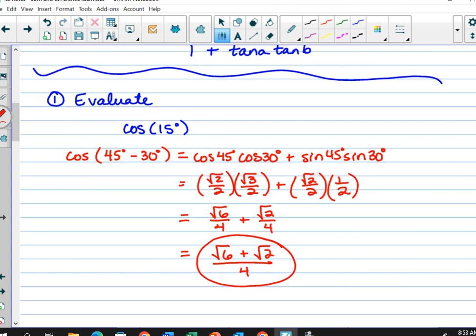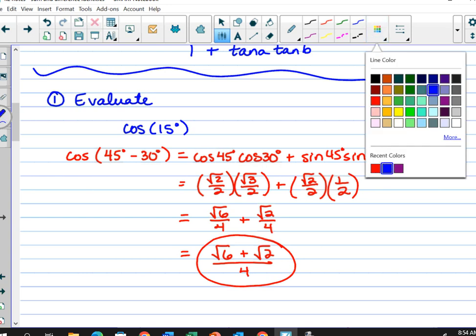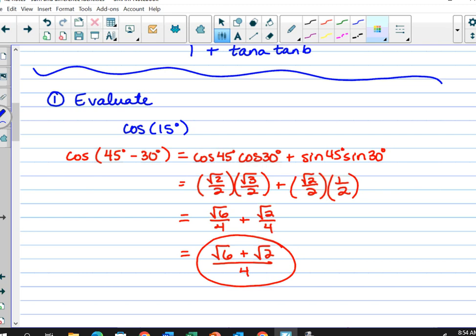Wait, you can't put those together? Nope. I thought you could put the root over all of it. So we're done with 1. It's just plug it in and evaluate it.